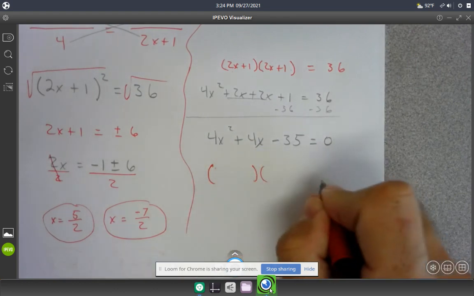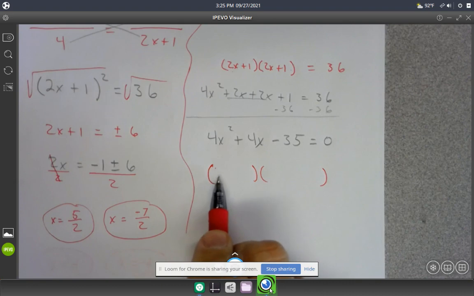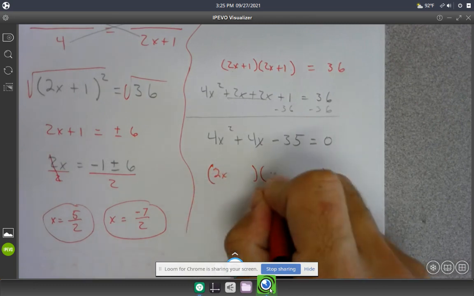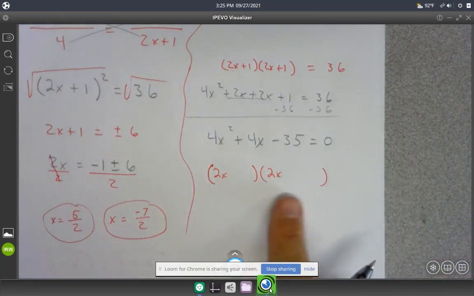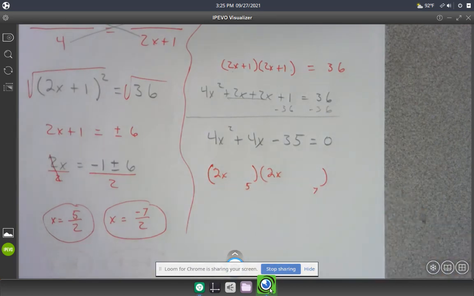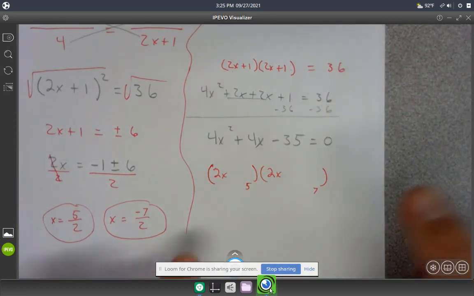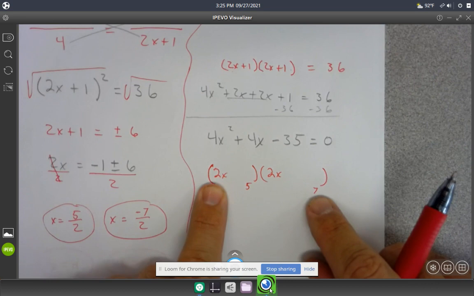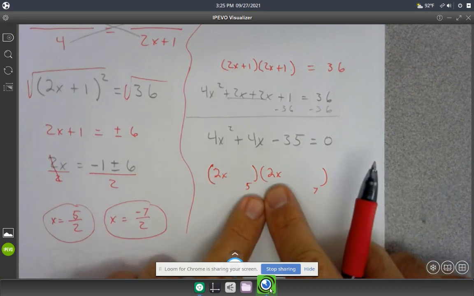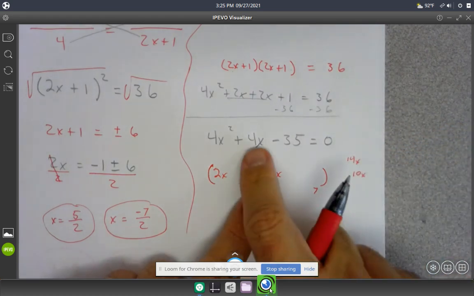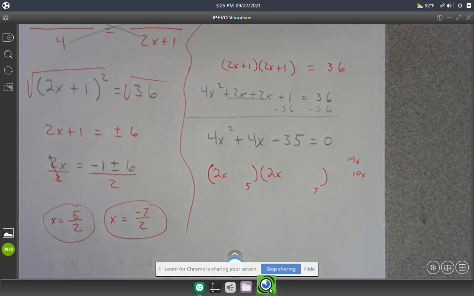I am going to start with, it could either be a 4x and a 1x, but I'm going to start with a 2x and a 2x, because this way the order doesn't matter, like where I put my numbers that multiply to 35. I'm going to try 5 and 7. And I'm just going to see if this will give me a 4 in the middle. Yep, it will. 2x and a 7, that's 14x. And this one is a 10x. And you can see a 14x and a 10x will give me a 4x in the middle. I just got to get my signs right.